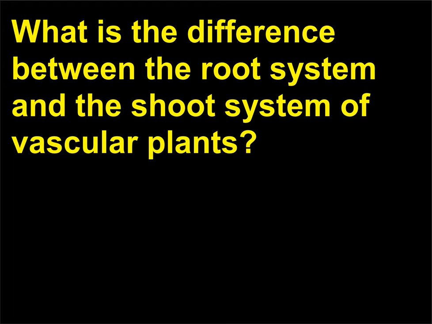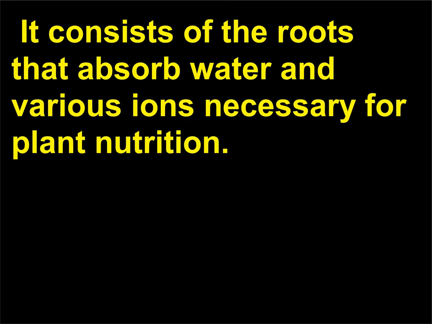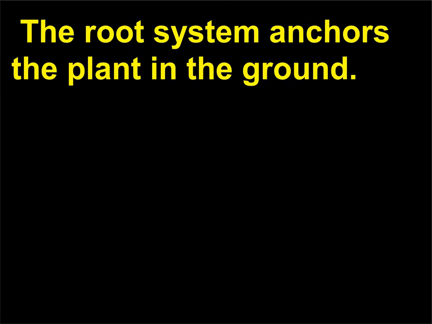What is the difference between the root system and the shoot system of vascular plants? The root system is the part of the plant below ground level. It consists of the roots that absorb water and various ions necessary for plant nutrition. The root system anchors the plant in the ground.